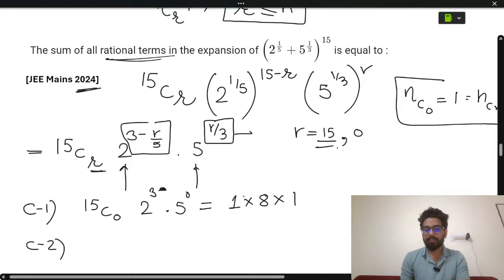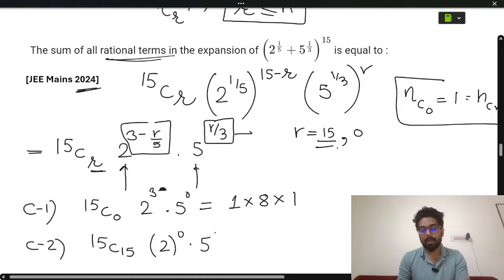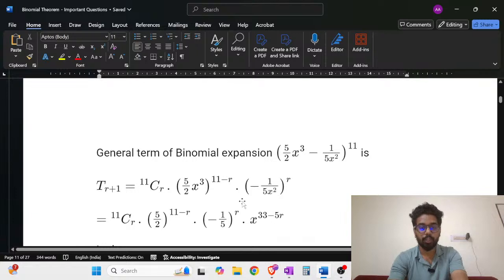Case number 2, if it is 15, now again nCn or nC0 is 1. 2 to the power, now 15 by 5 is 3, and 3 minus 3 comes out to be 0. 15 by 3 is 5, so you will have 5 to the power 5. So 1 into 5 to the power 5. Now you have to get the answer by yourself and let me know in the chat box. I will show you the options part.